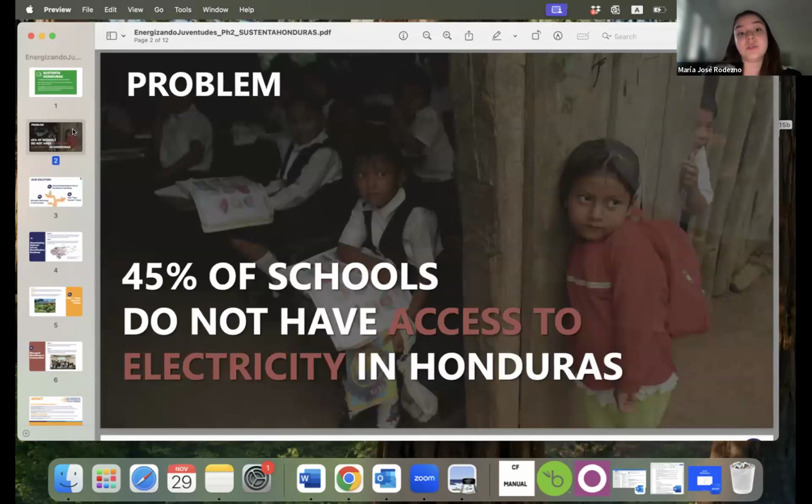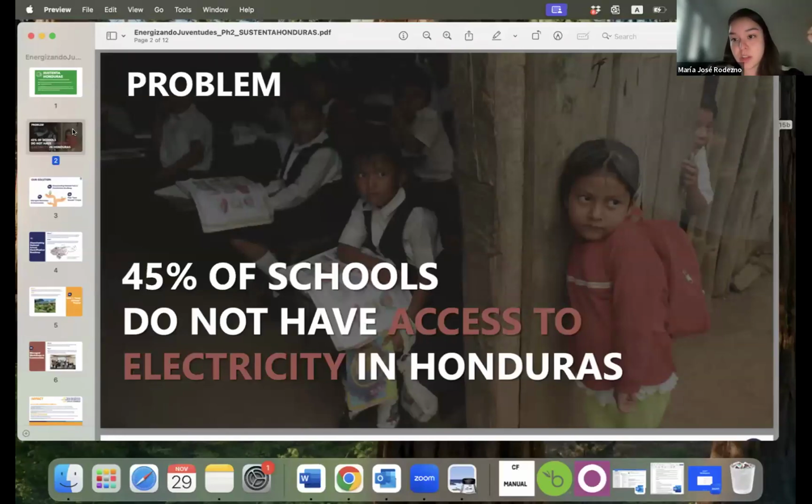And the problem is that in Honduras, 45% of schools do not have access to electricity, or electricity is not reliable. 45% of schools translate to around 6,000 schools. And this is something that we already had in mind. Often when we talk through the NGO with youth leaders in communities, this is often one of the first points of discussion, electricity access.